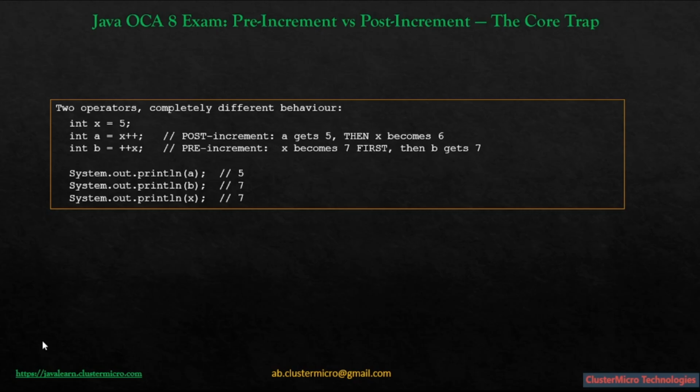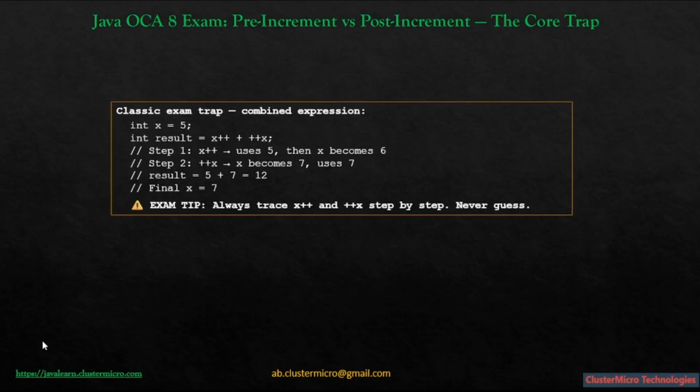So if x is 5 and you write int a equals x plus plus, in that case a will get 5, not 6. After the assignment, then x becomes 6. The increment happens after. And pre-increment is plus plus x. x is incremented first, then the new value is used, like we have discussed already. So if x is now 6 and you write b equals plus plus x, x becomes 7, and then b gets 7. Okay.